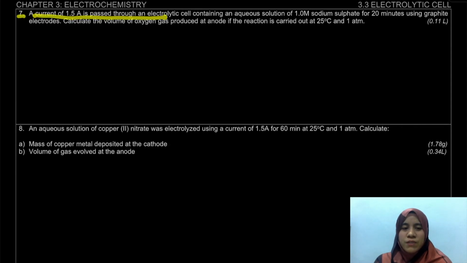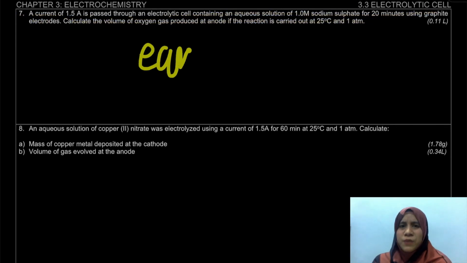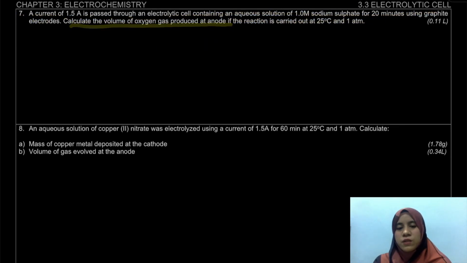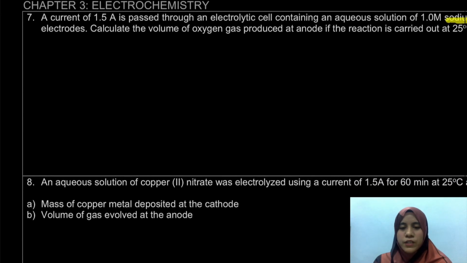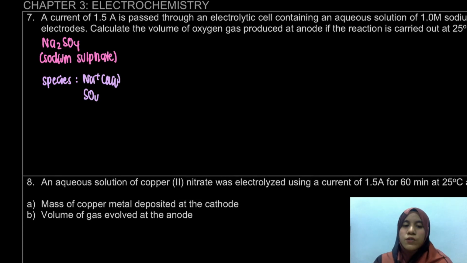Let's look at question number 7. Okay, so all this information is here, but the equation is not given. You have to write it down yourself. When you look at the species, first thing first, check what the species is. So we have Na2SO4. This is sodium sulfate. So for sodium sulfate, what should the species involved be? We have Na+ (aq), SO4 2- (aq), and H2O (l). Don't forget the liquid for water.